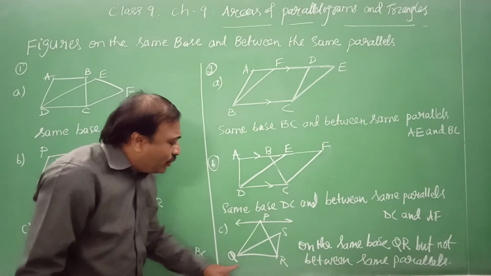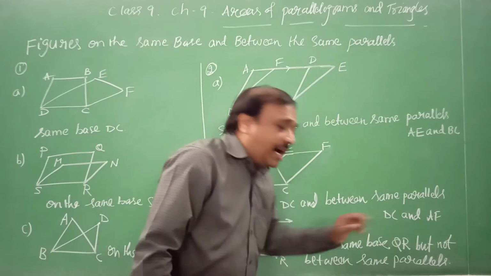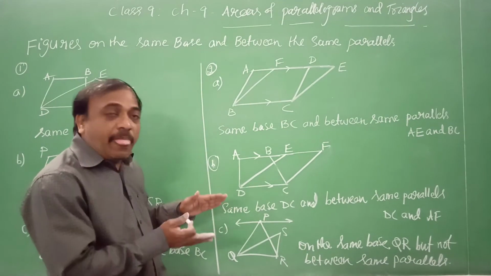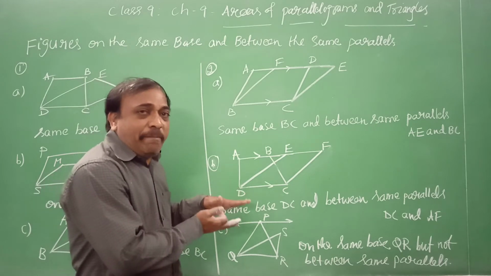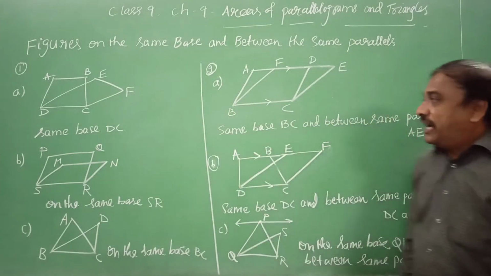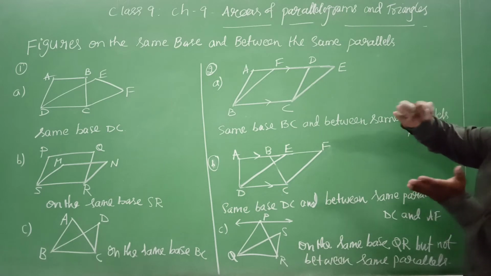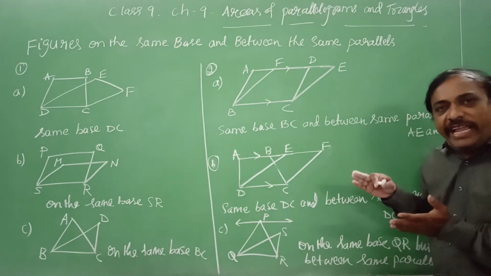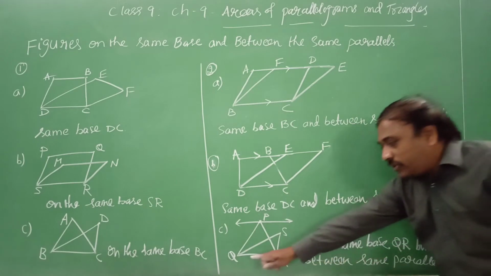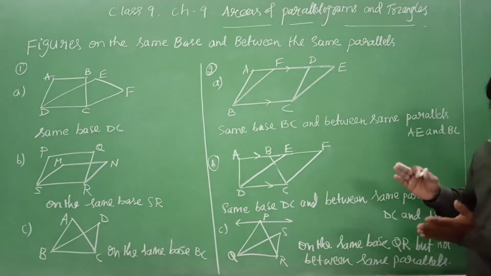See, triangle PQR and triangle SQR, they are standing on the same base QR, but the triangle vertex S is here and P is here. They are not between the same parallels. See here. In the first one they are lying on the same base, and in the second type we are saying they are on the same base and between the same parallels, whereas here they have the same base but they are not between the same parallels.